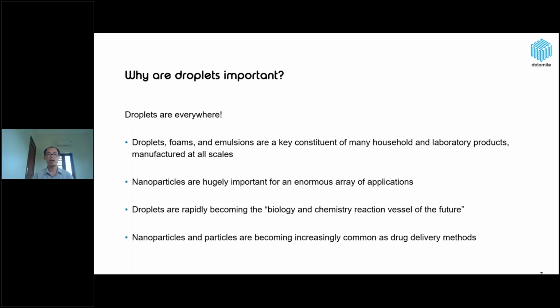So why are droplets important? Because droplets are everywhere. For example, droplets in foams and emulsions are key constituents of many household and laboratory products manufactured at large scale. Nanoparticles are also very important for an enormous array of applications, and droplets are rapidly becoming the biology and chemistry reaction vector of the future, and nanoparticles and particles are becoming an increasingly common drug delivery method.